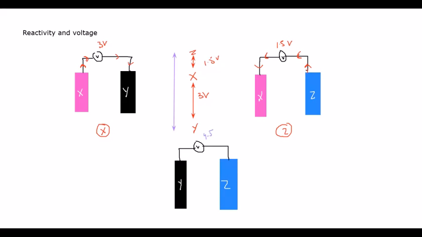And what will be the direction of movement of electrons? Z to Y, because Z is more reactive and Y is less reactive. So using a voltage and a chemical cell, you can identify the metal which is more reactive and the metal which is less reactive. Is it clear? The concept of reactivity series?